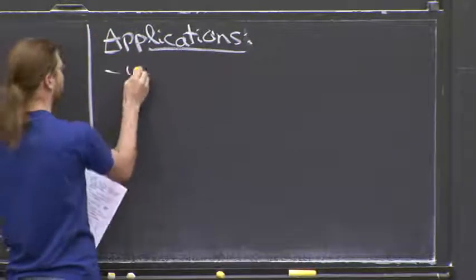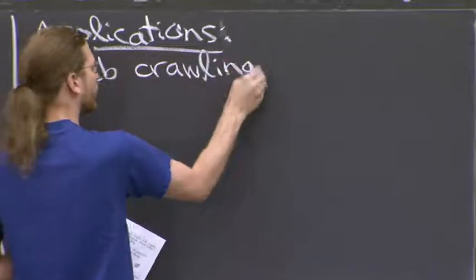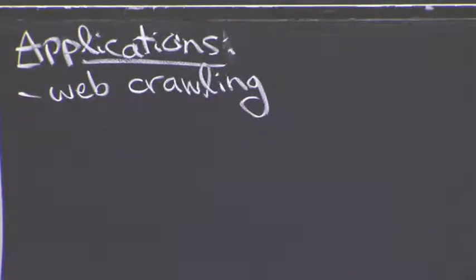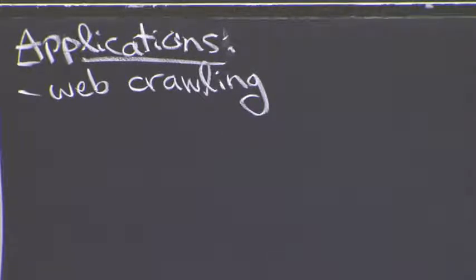So we've got web crawling. Your Google, you want to find all the pages in the web. Most people don't just tell you, hey, I've got a new page, please index it. You have to just keep following links. In the early days of the web, this is a big deal. Following links, finding everything that's out there.